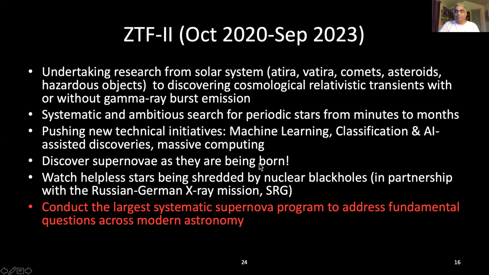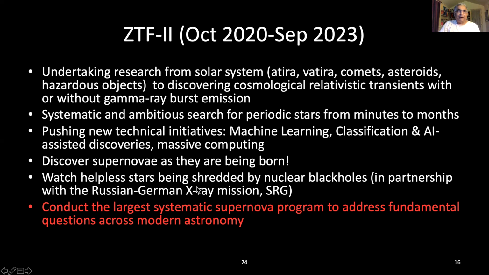Discovering supernovae as they're being born will, I would say, keep us very productive and busy for another few years. And then we are cooperating with a major Russian-German mission called SRG to study helpless stars as they're being shredded by nuclear black holes, also called tidal disruption events.